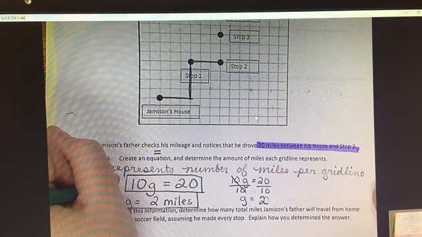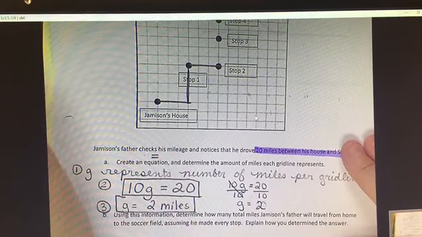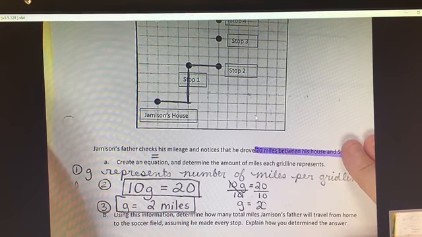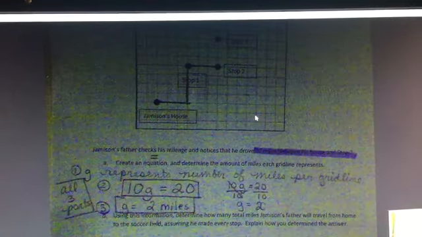Okay, you have to get a 4, you have to have all 3 parts. So if you want a 4, you have to make sure you have all 3 of those parts on there.